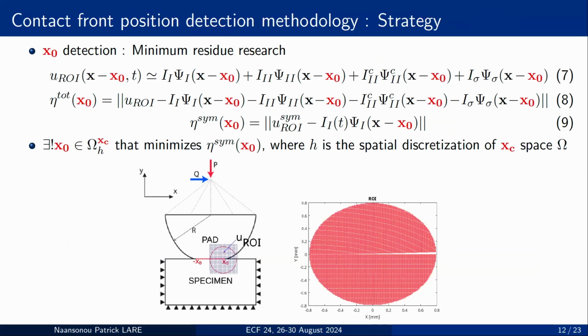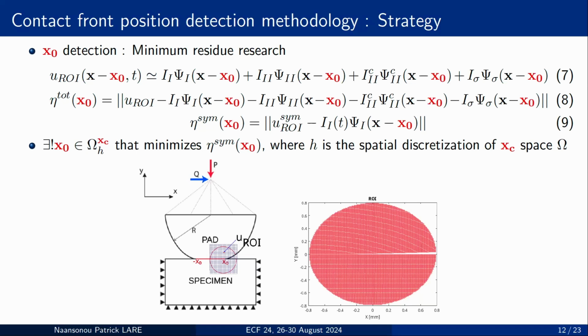To detect the contact front with this methodology, we minimize the residue between the displacement field in the region of interest and its approximation. The region of interest is this zone in red. The approximation is the non-local approximation, equation 7. So we build an eta function that is the residue.